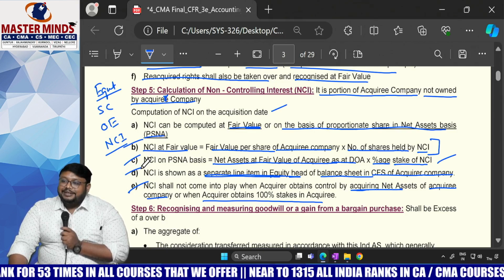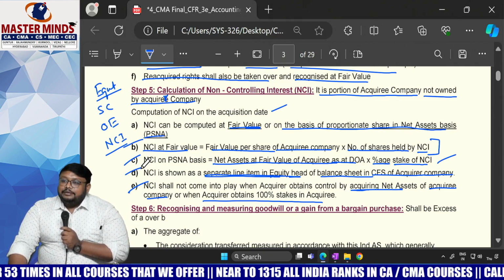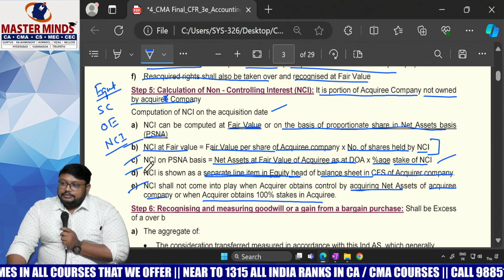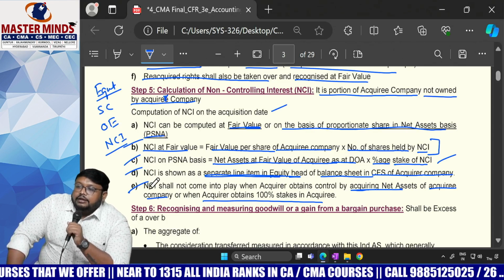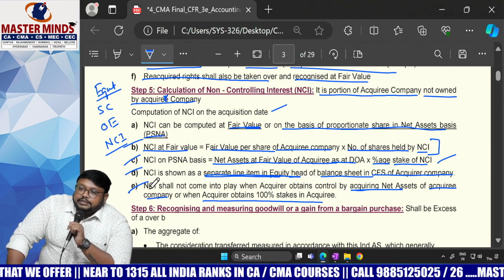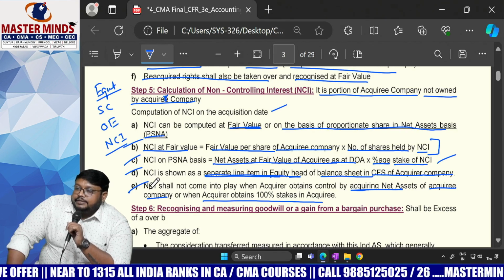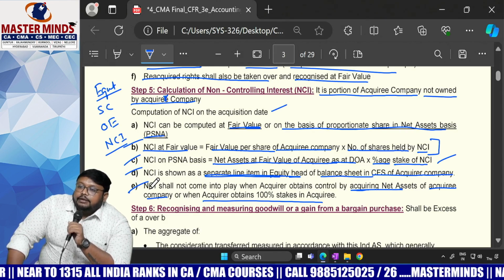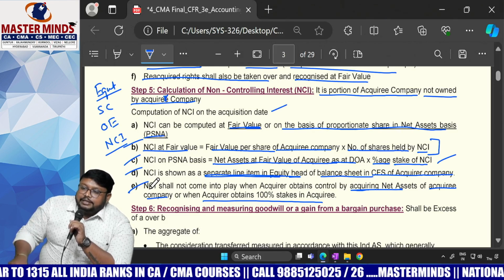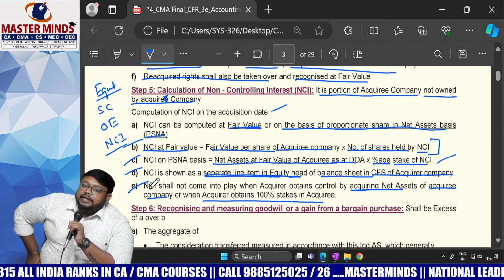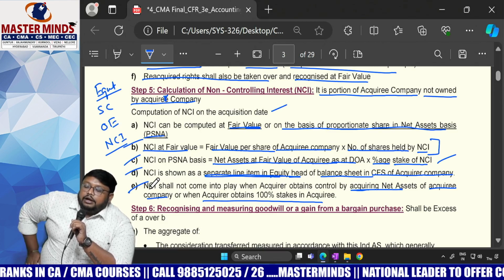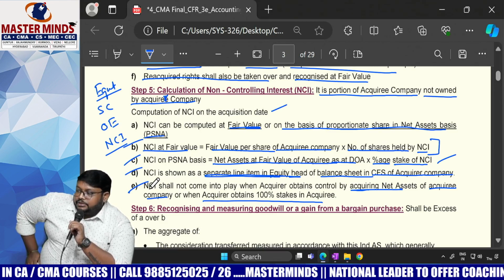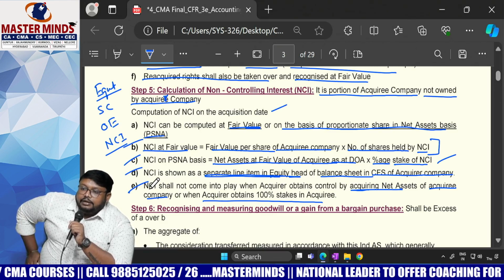Any doubt on the fair value basis? We have taken the fair value basis based on purchase consideration, so purchase consideration wise we can calculate the NCI under fair value basis. But while doing consolidated financial statements, we can take the fair value of the share and how many shares are held by NCI, and based on that we take it into consideration.